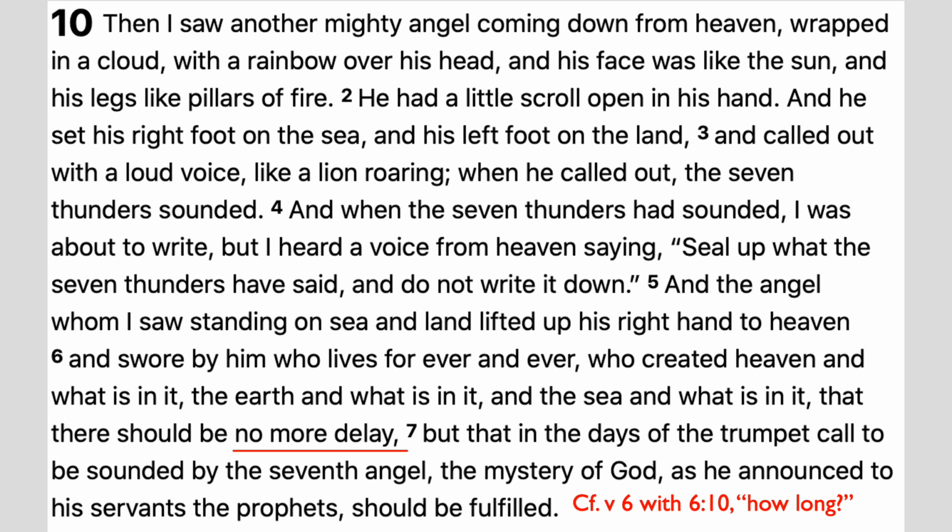And then now, here we are in chapter 10, and the seventh trumpet is about to be sounded by the seventh angel, and the message comes back, there's going to be no more delay. Now the punishment that's going to come upon the earth dwellers will come fully down upon them. And God's people, of course, will be vindicated because of the suffering that they had endured.